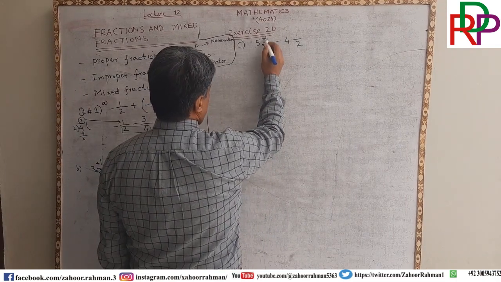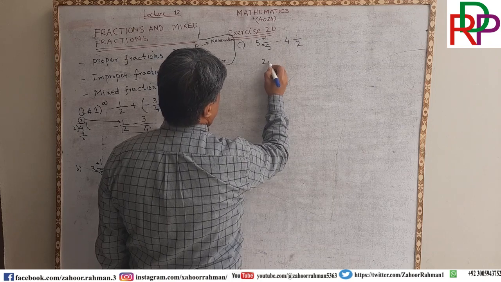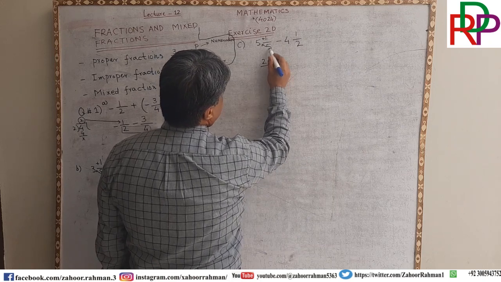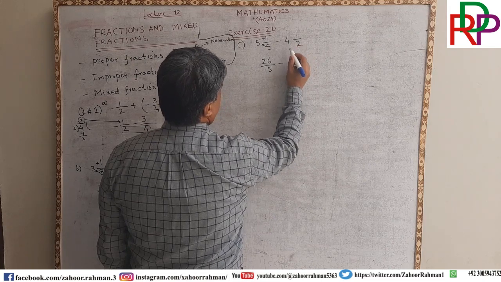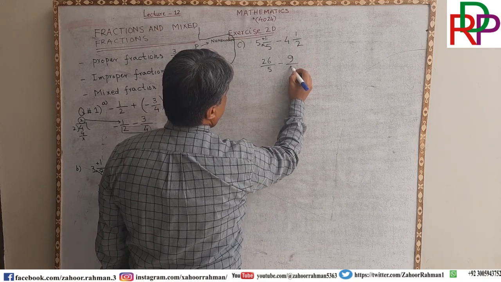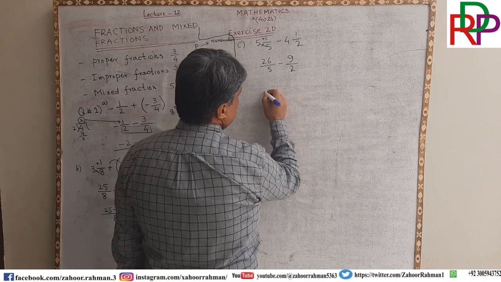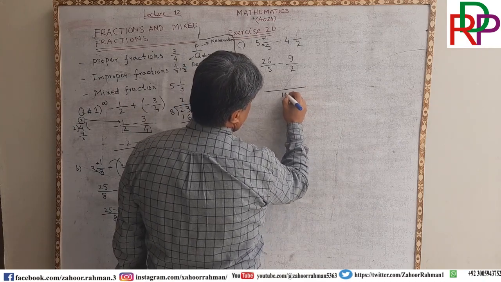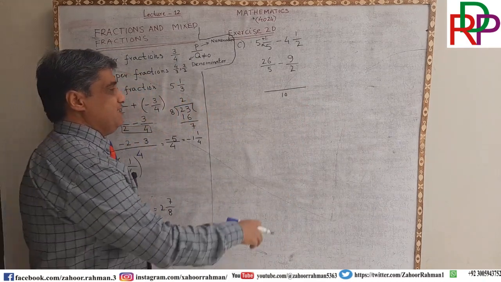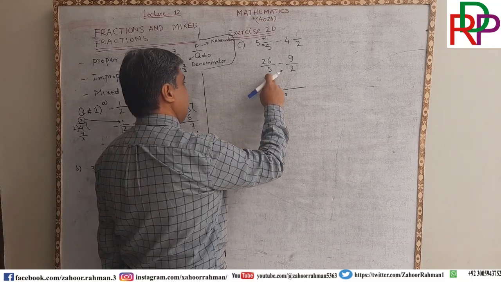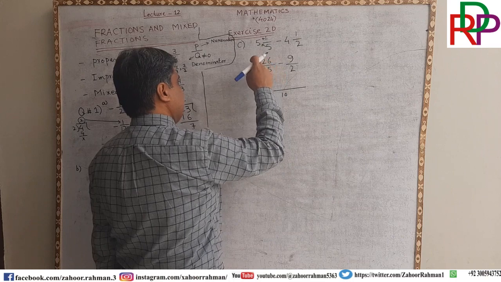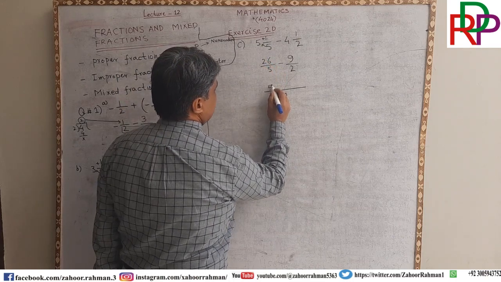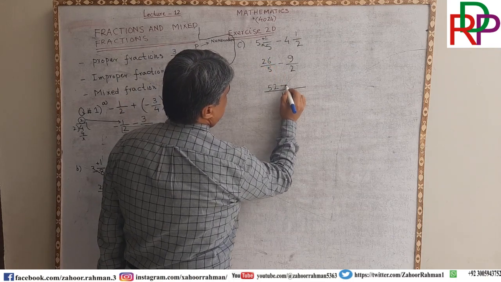5 fives are 25 and plus 1 means 26. Divide by this one, 5. Minus 2 fours are 8 and 9 divide by 2. The LCM is 10. And when we divide this LCM by 5, it will give you 2. And then we have to multiply this 2 with 26. It will give you 52.